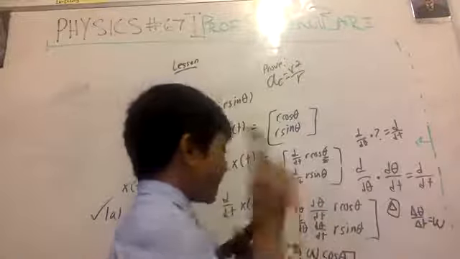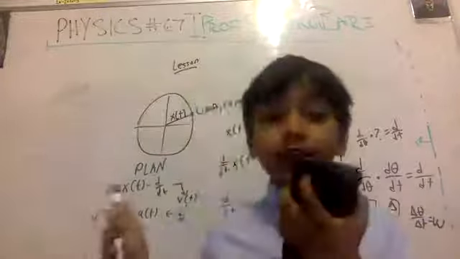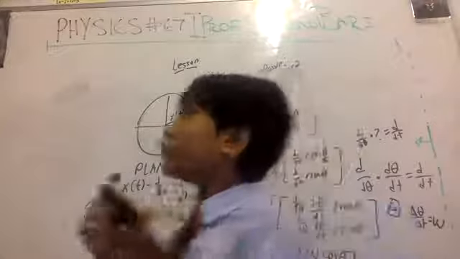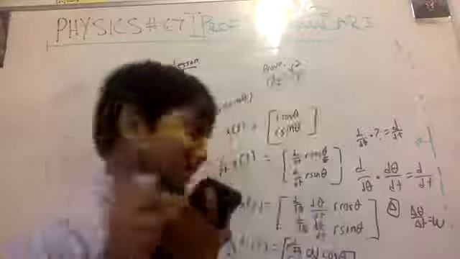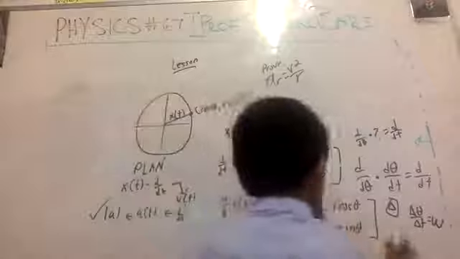So d over d theta, the derivative of cosine theta and sine theta, we have almost 70 students, by the way. Wow, that's quite amazing, Professor.